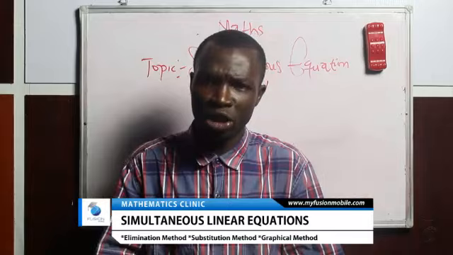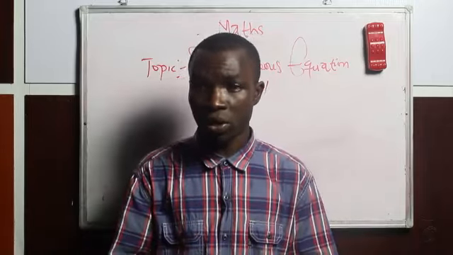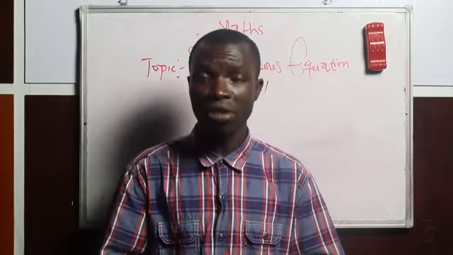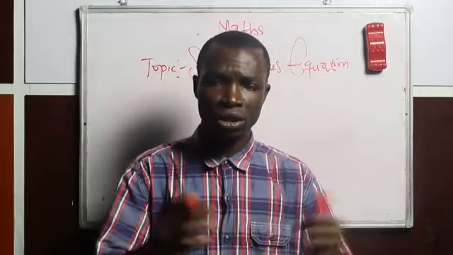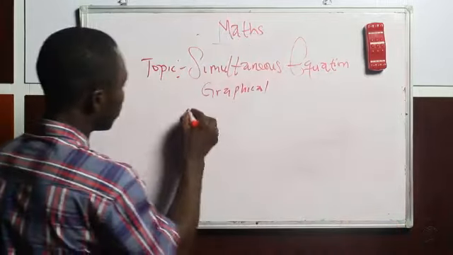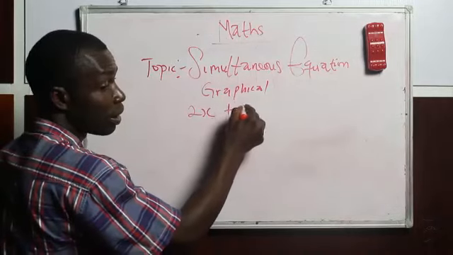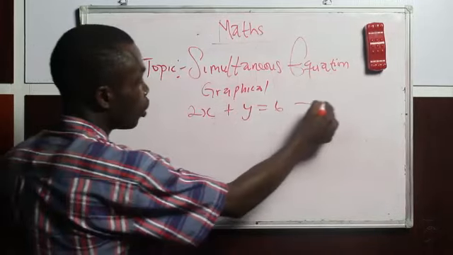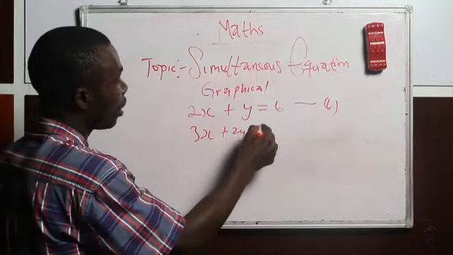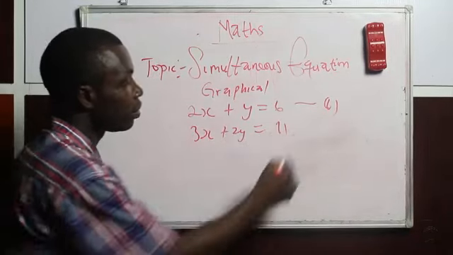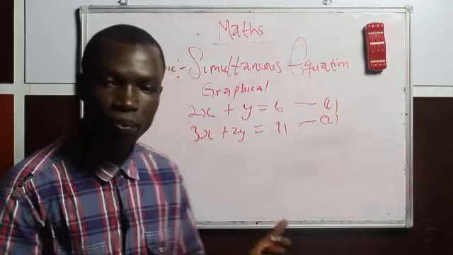How do we solve these questions? By using the graphical method. I know you have been familiar with your graph. I want you to open your graph now. Let's solve this question together. 2x plus y equal to 6, equation 1, and 3x plus 2y equal to 11, equation 2.